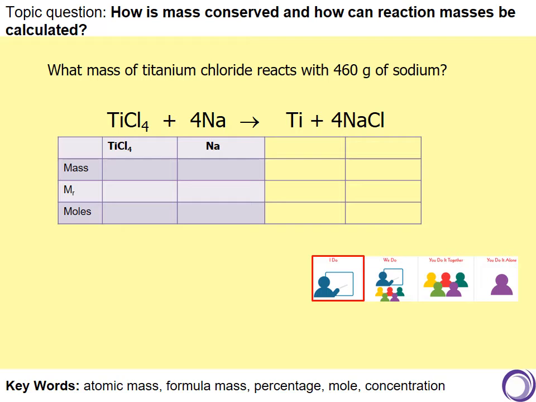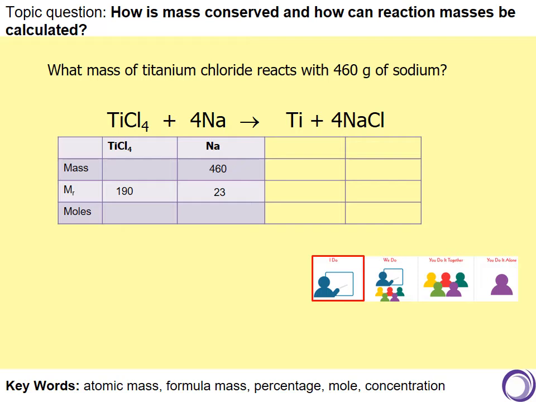So from the question, it told me that I had 460 grams of sodium. Because I can work out formula masses, I can also fill in my Mr row. So sodium has an Mr of 23. Notice at this point I have not multiplied by 4. I am only interested in the atom or the molecule, not the number that goes before it. Titanium chloride, if I work out the formula mass of titanium chloride, so 1 titanium plus 4 chlorines adds up to 190.